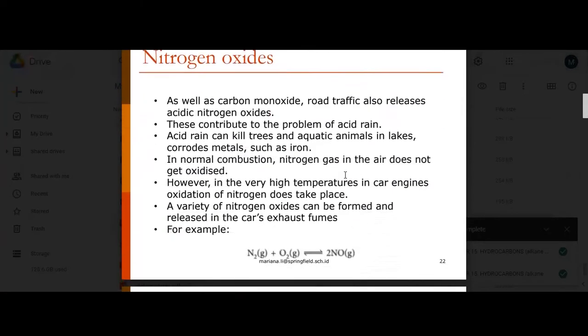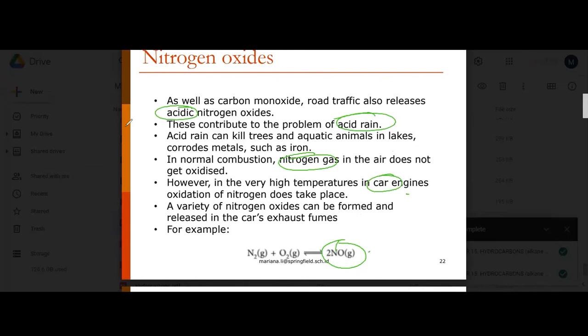The second dangerous pollutant is nitrogen oxides. Traffic also releases acidic nitrogen oxides. Why are they called acidic? Since they can make acid rain, and you know that acid rain will kill trees, aquatic animals, and corrode metals such as iron. In normal combustion, nitrogen gas in the air does not get oxidized. However, at very high temperatures in car engines, the oxidation of nitrogen can take place. So N2 plus O2 becomes NO. This occurs at very high temperatures in car engines.